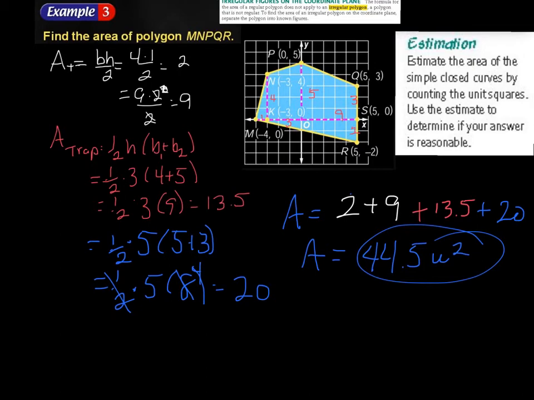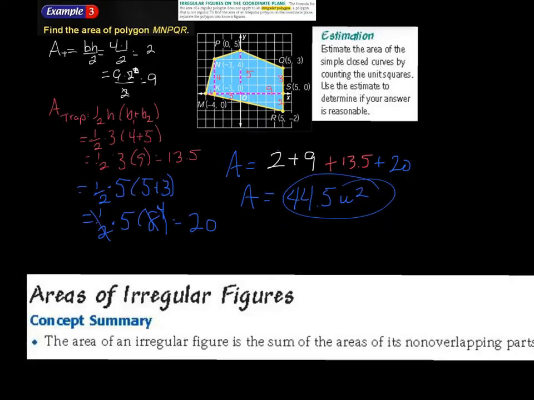A good strategy for you to estimate the area of a closed curve, or in this case, polygon, is to count squares. Now, I did not show counting squares because that would be boring for you to watch, but it's still a good idea for you to do, especially on a test. The big idea: the area of an irregular figure is the sum of the areas of its non-overlapping parts.